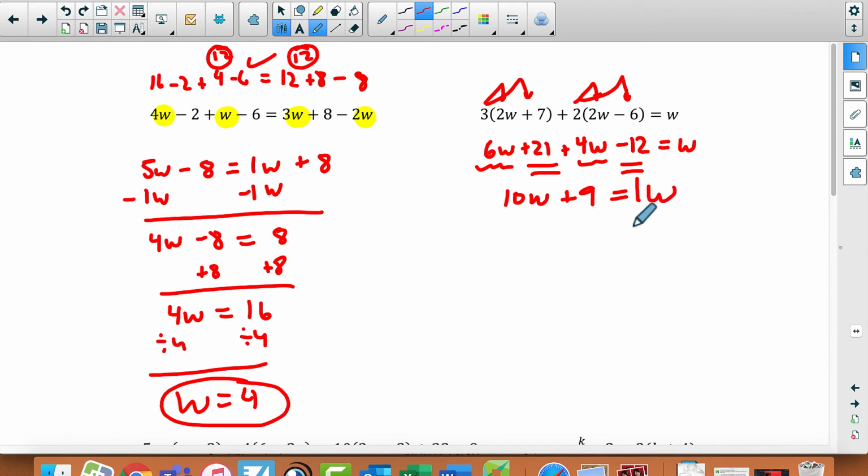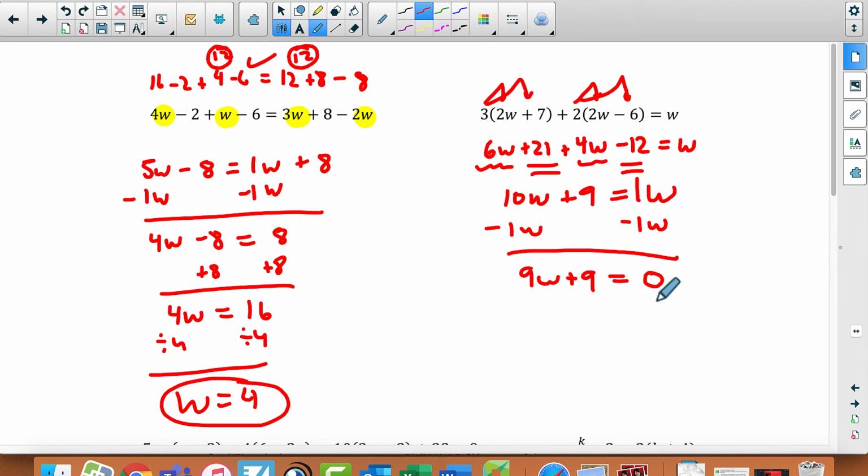Now you can still do it. I'm going to show you what you do just in case you ever find yourself in this situation. If you decide to move the smaller one, that's fine. Maybe don't write this down because I'm going to show you the other way you can do it. 10w minus 1w is 9w plus 9 equals, what's left on this side? Nothing. There's nothing left there. So what would you have to put here? 0. And then you could go from there.